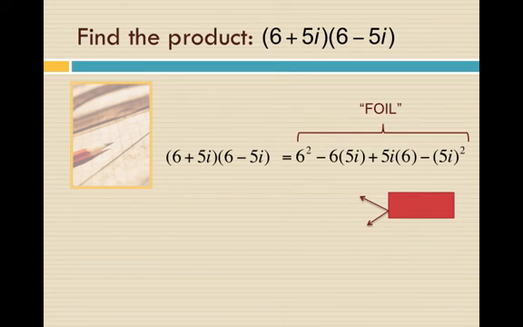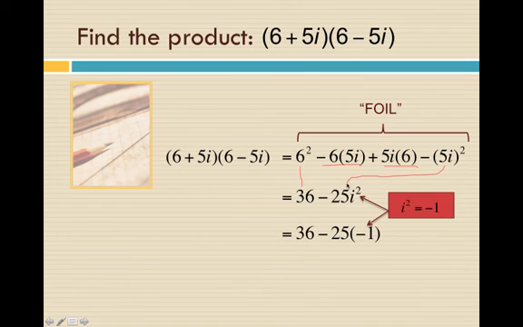Just like we've been doing, we're going to FOIL these two complex numbers, and again, just like we've been doing, we're going to combine our like terms. Now note here, this becomes minus 30i, this becomes plus 30i, so they cancel each other out. There is no i term. We simply get 6 squared, which is 36, and we get minus 5i squared, or minus 25i squared.